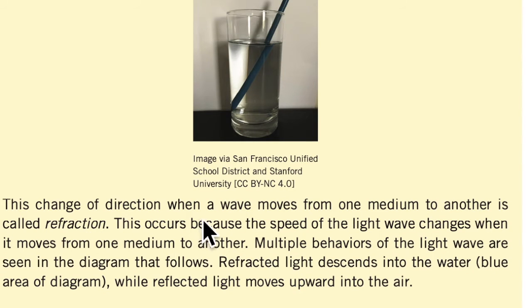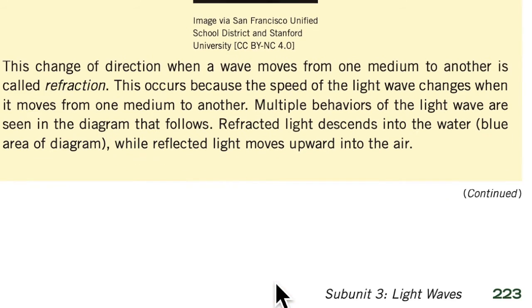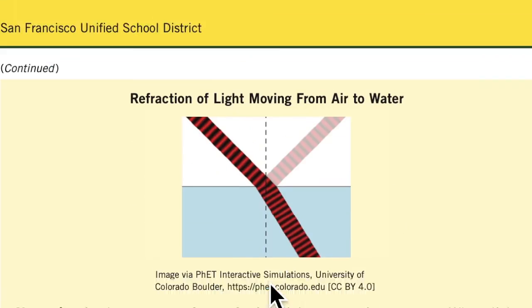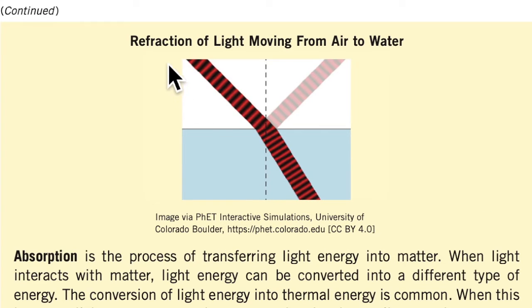This change of direction when a wave moves from one medium to another is called refraction. This occurs because the speed of the light wave changes when it moves from one medium to another. Multiple behaviors of the light wave are seen in the diagram that follows. Refracted light descends into the water, blue area of the diagram, while reflected light moves upward into the air. Refraction of light moving from air to water.